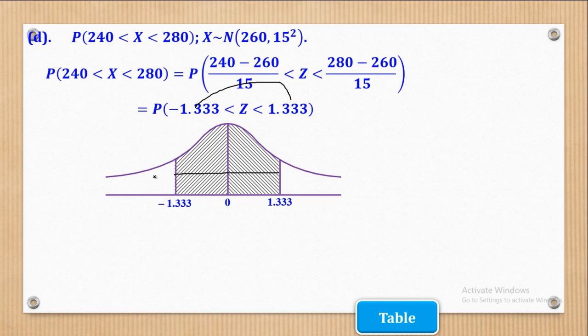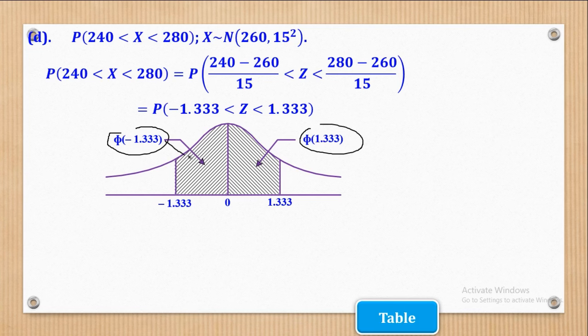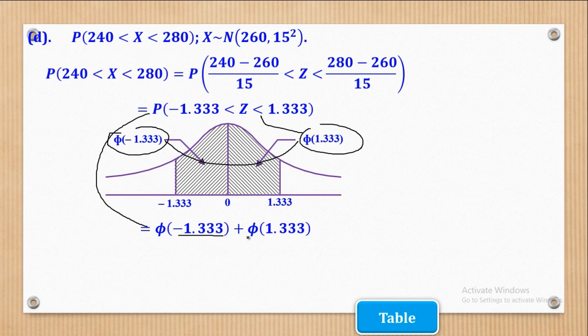I have to remember that phi means from 0 to a Z value. So this is phi of negative 1.333 and this is phi of positive 1.333. So this probability is equal to the shaded part. The shaded part will be got by adding this and this. When I add these two, I'll be able to come up with the probability which they want. So I'll come here and say that this probability is equal to phi of negative 1.333 plus phi of positive 1.333.